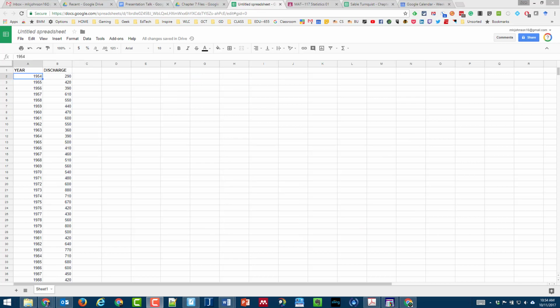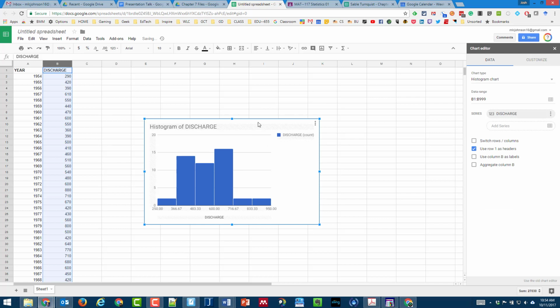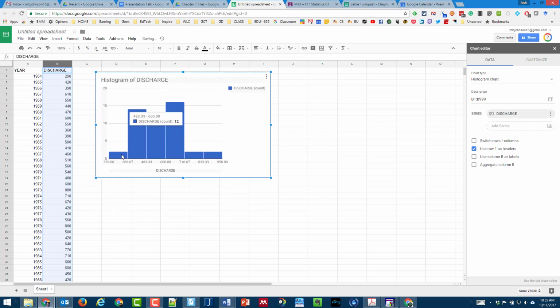All right, for number 35, talking about the Mississippi River, it shows all the years and the discharge rate, and it talks about it in cubic kilometers of water. The first question says, make a graph of the distribution of the discharge. So a distribution graph, remember, is typically referred to as a stem plot or a histogram. So here is the histogram that I have that shows the distribution.